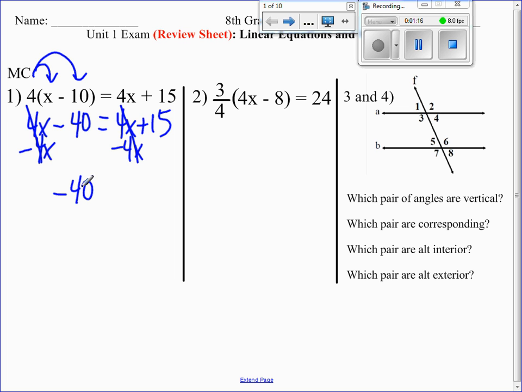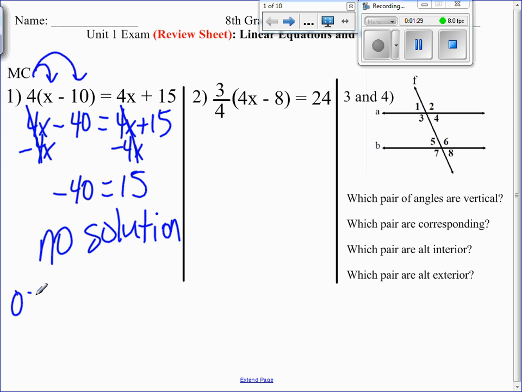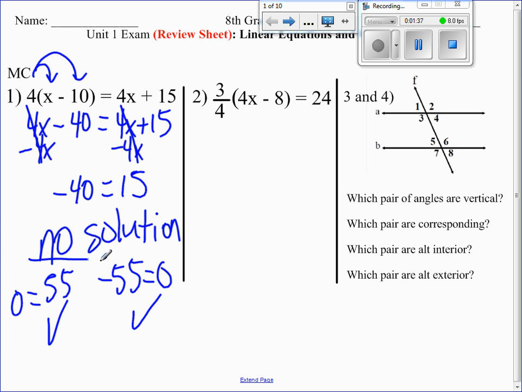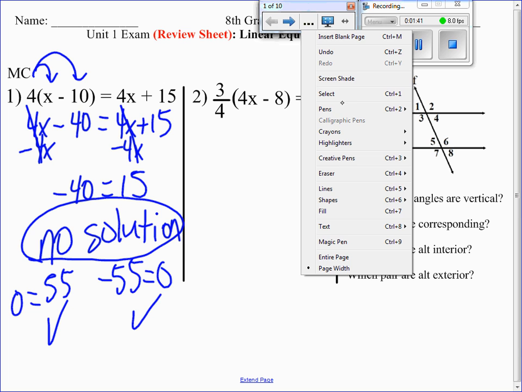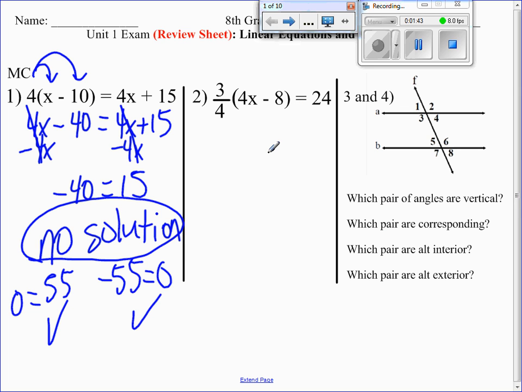Negative 40 equals 15. When you have two numbers that are not equal to each other, that tells you that there is no solution. If you got 0 equals 55 or negative 55 equals 0, those are also fine, and it's the same no solution as your answer. So if you got one of those, that's fine. Just know that when you get two numbers that are not equal, that means no solution.